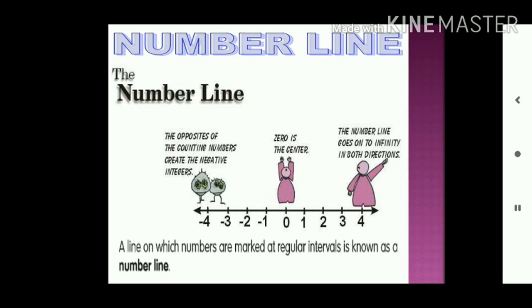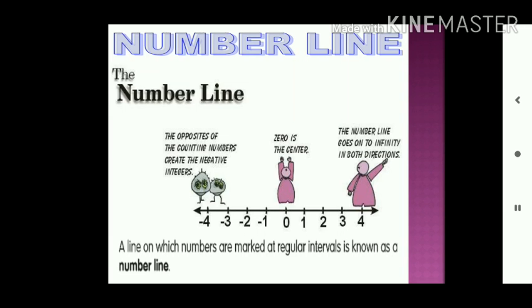The number line, okay? Can you see the number line where the numbers are starting from -4, -3, -2? These are actually the opposites of the numbers. For example, 0 is the center. The number line goes to infinity in both directions. And a line on which numbers are marked at regular intervals is known as a number line. See, all the numbers are marked at regular intervals, right?